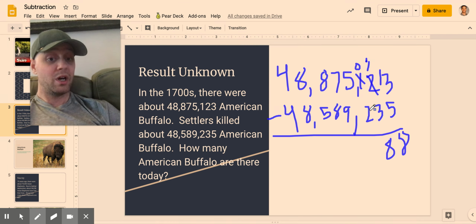By the way, this is the American buffalo that you see here. There used to be 50 million of them in the United States in the 1700s. Very interesting. Click the link and you can learn more about the American buffalo. So here's another one for you to try.